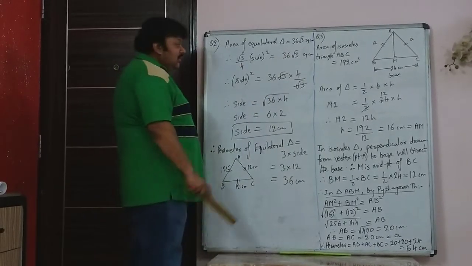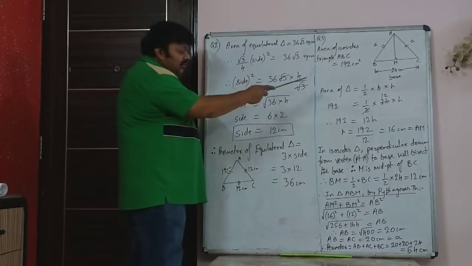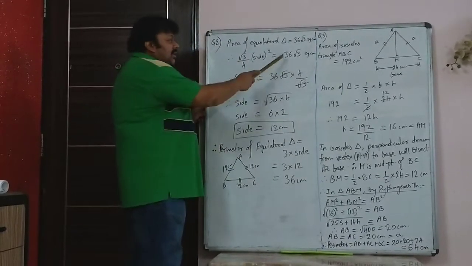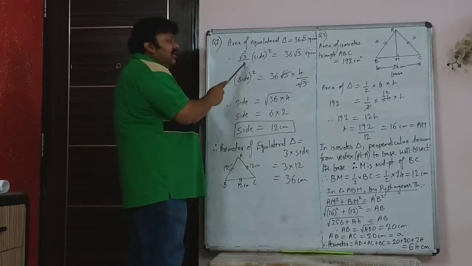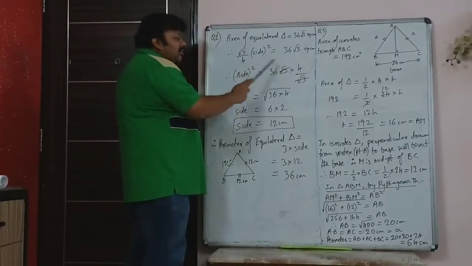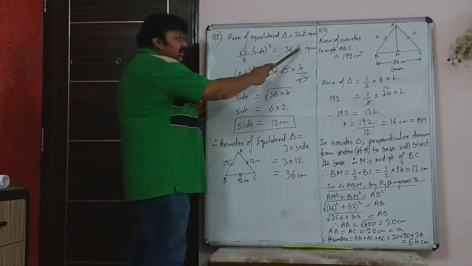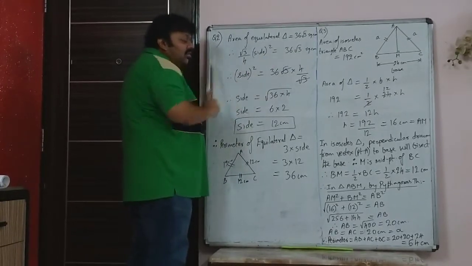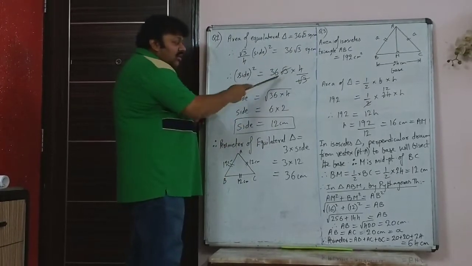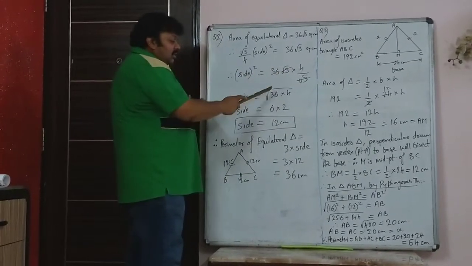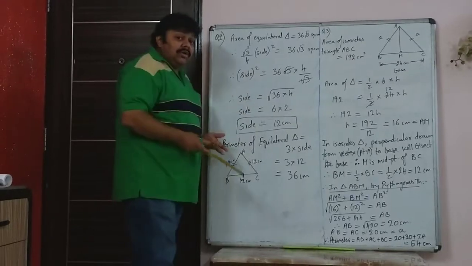Root 3 is 1.7, and then they do this and then they divide by that and they waste their time. Please don't do that. Please cancel common stuff. That is, you will cross multiply and leave only side squared on the left side. 36 root 3 into 4 upon root 3. Root 3 will get cancelled. 36 into 4 is, that also we need not calculate.